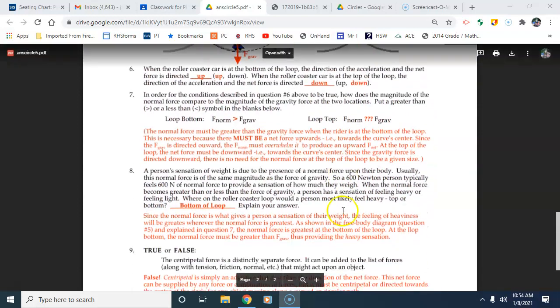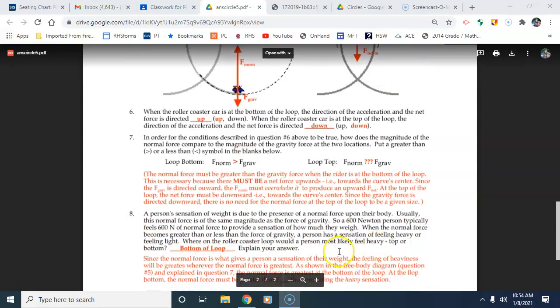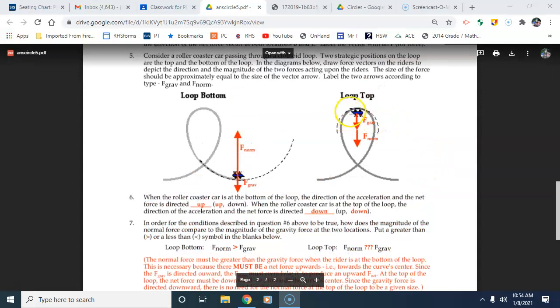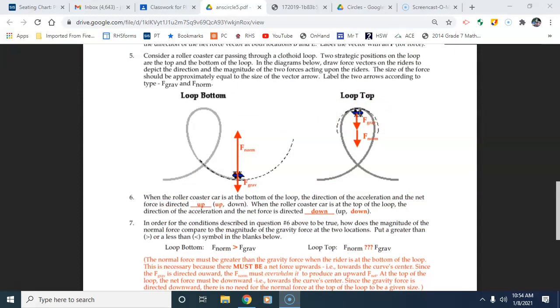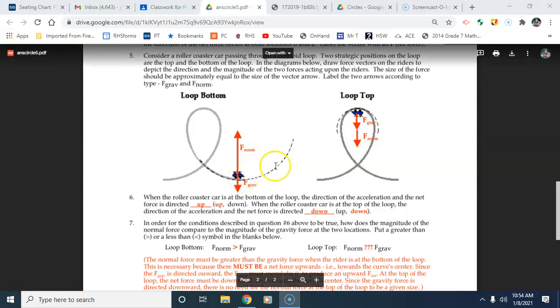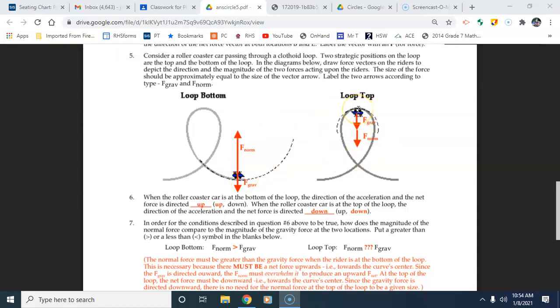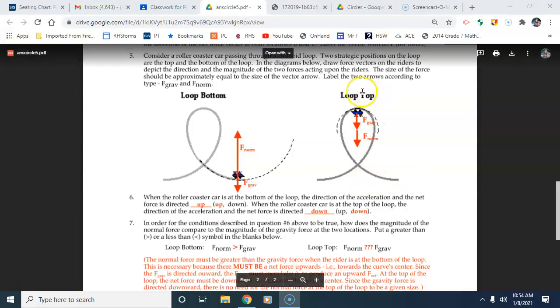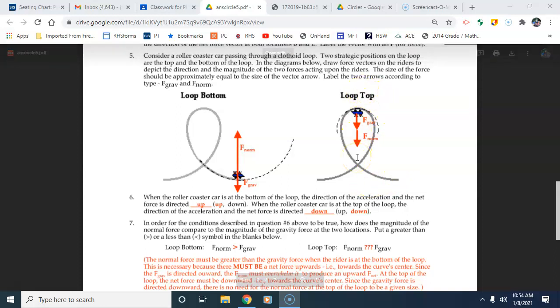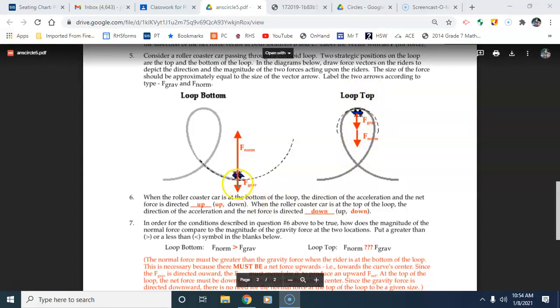Although it didn't ask it, a question that is like number 8, I'm going to end today going over. At the top of the loop, you would actually feel lighter, not heavier. Where you said in number 8 at the bottom you feel heavier, you would feel almost like you come out of your seat, basically, if you weren't strapped in at the top of the loop, especially if you were going just fast enough to make it through. And that's because the centripetal accelerations are now downward here as compared to the bottom. If you were going the same speed at the top as at the bottom, you would feel lighter at the top compared to at the bottom. Okay?